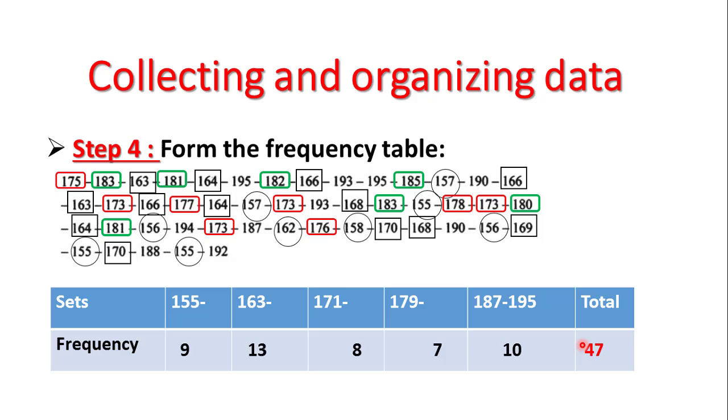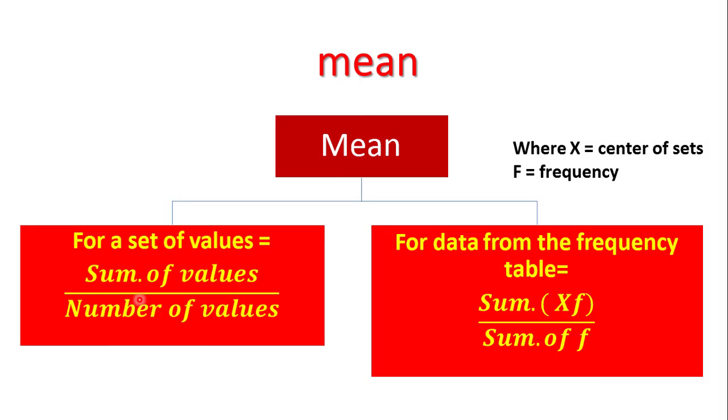So that's what we have studied in primary 6 about how to organize data and how to form the frequency table. This year we will talk about the mean. By using the frequency table and by using a set of data, we will calculate, for example, the mean, median, and mode. Today we will start with the mean.